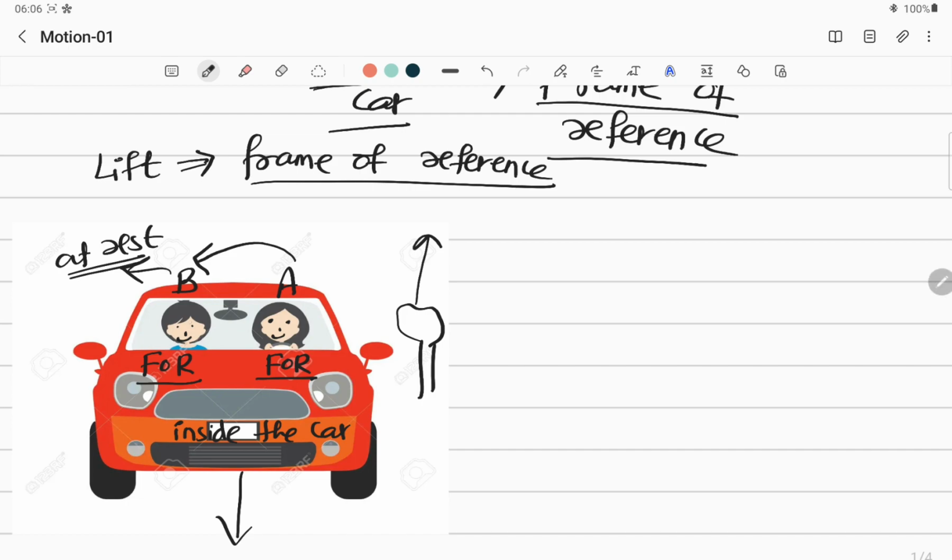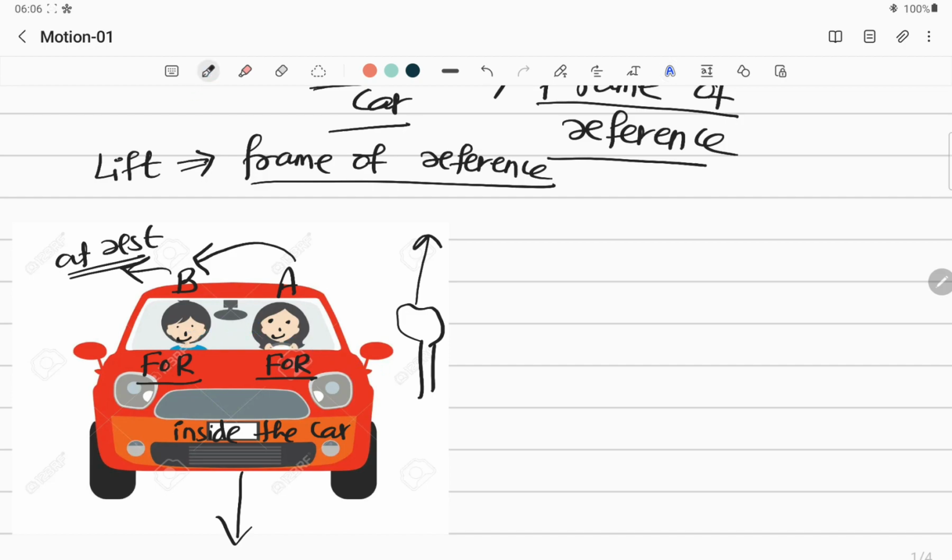All right, the same is the case with person B. If person B sees person A, then person B will feel that person A is at rest. But person A is moving forward, and person B is also moving forward. As the frame of reference is the same, they appear to be at rest to each other.